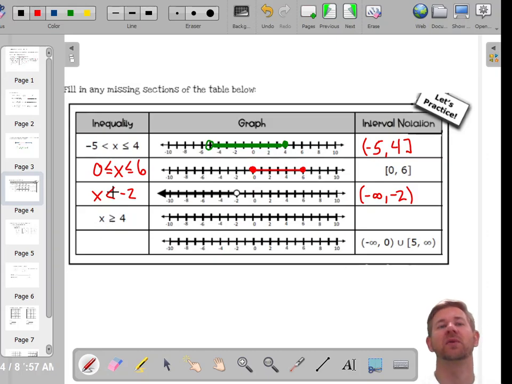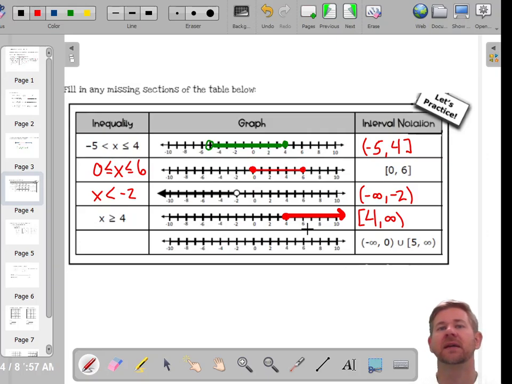X is greater than or equal to 4. Closed circle at 4. The numbers that are greater than 4 are to the right, so I'm going to shade this way. And to write that in interval notation, small to big, the smallest number is 4, and that's a bracket because it's a closed circle, and it goes forever to the right, so we say 4 to infinity.